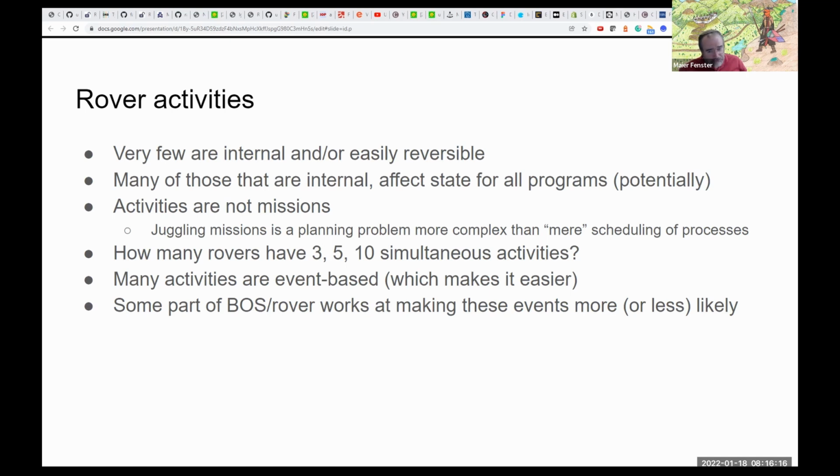So can anybody suggest a rover that does three things at a time?